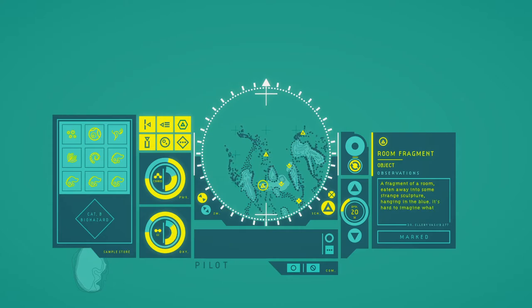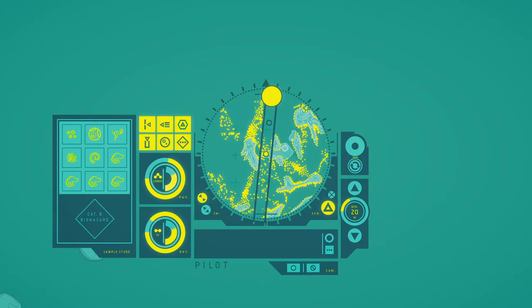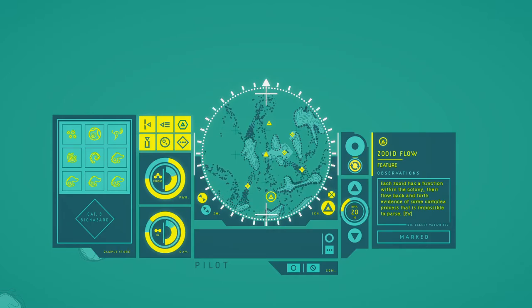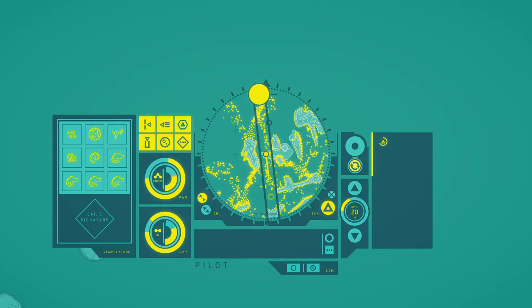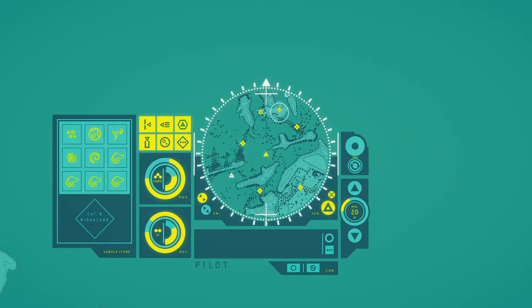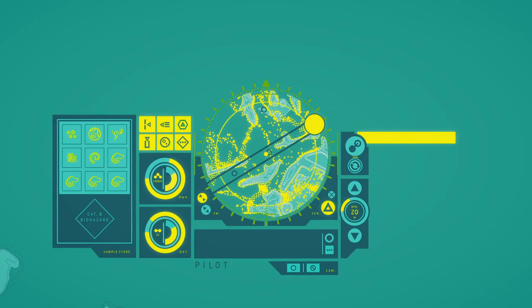A fragment of a room, eaten away into some strange sculpture, hanging in the blue. It's hard to imagine what this place once was. Each zooid has a function within the colony. They flow back and forth, evidence of some complex process that is impossible to parse. The vague shape of the facility's walls is preserved by the colony, the spaces between filled with shifting swarms of life.